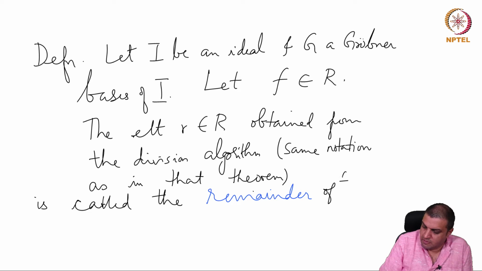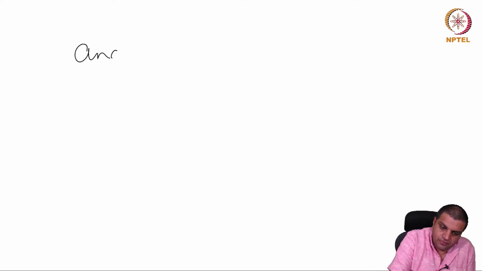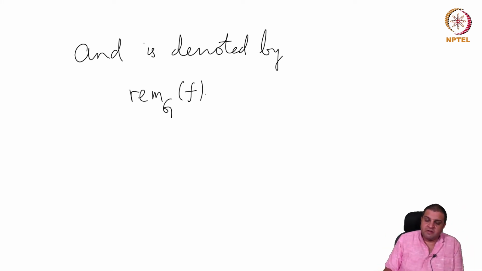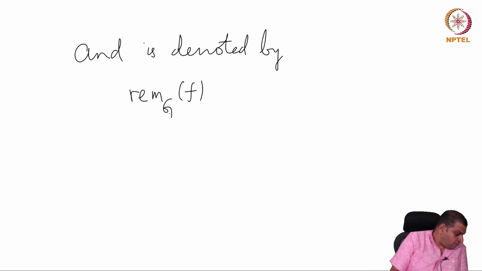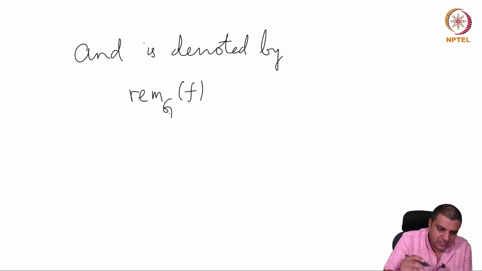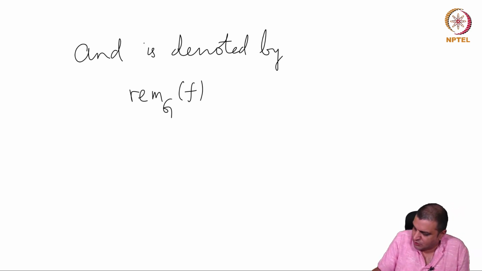of F, and is denoted by remainder of F when we divide by G, the set G. And this makes sense only when G is a Gröbner basis of an ideal. So before we apply this theorem, this result, for a first application of studying Gröbner basis, I just want to make just one remark.